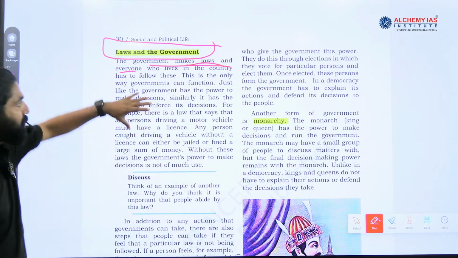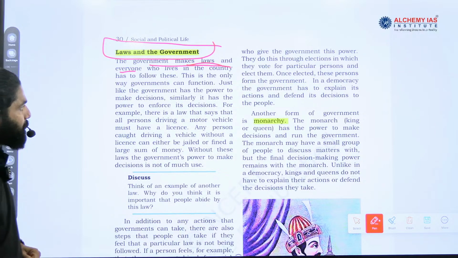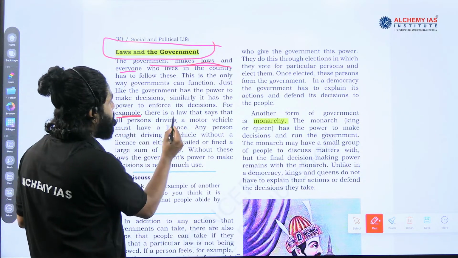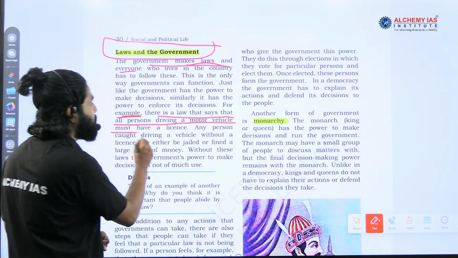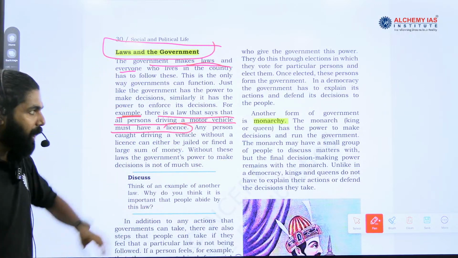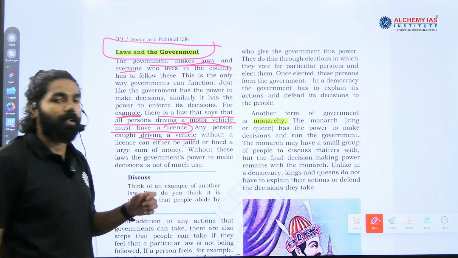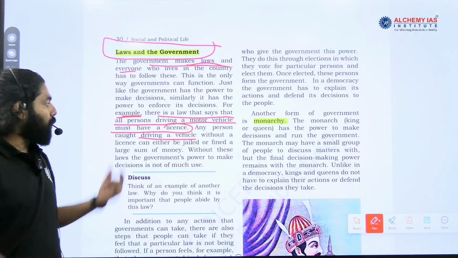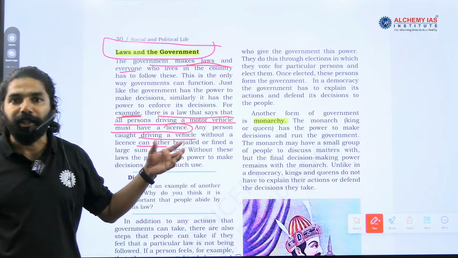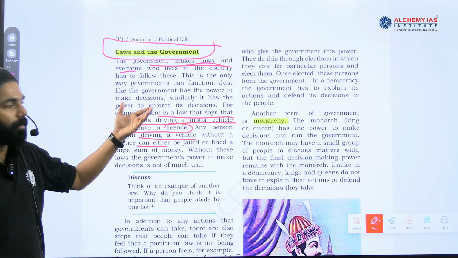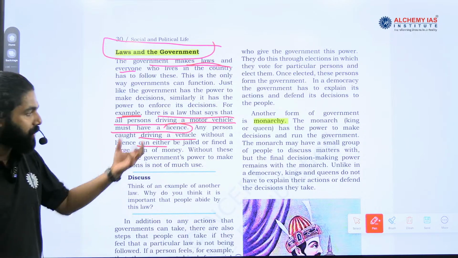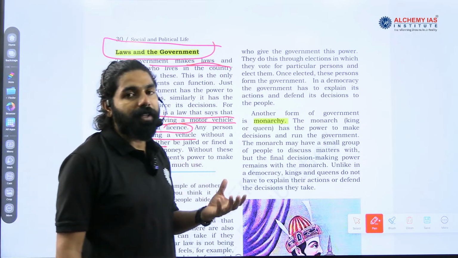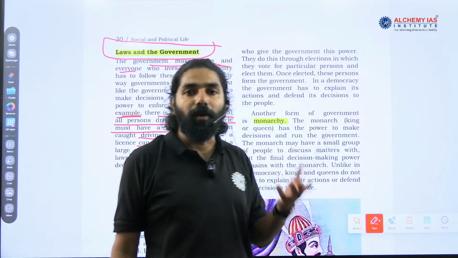For example, here in this paragraph you can see an example is given: there is a law that says that all persons driving a motor vehicle must have a license. If any person drives a vehicle, a car or a scooty, without a license, they will either get a punishment in the form of a jail term or may have to pay a fine. So this is how the government will punish anyone who is not following the law.